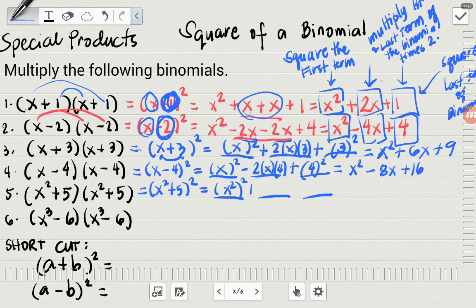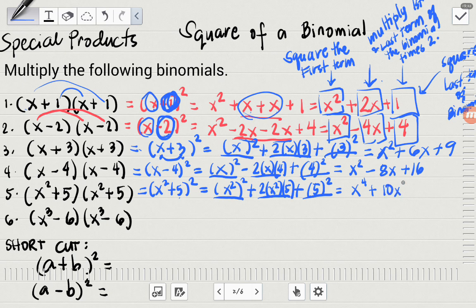At dahil plus to, plus din yan. So, ang middle term ay 2 times x square times 5. And then, ang pangatlong term natin ay square ni 5. So, simplify natin. What is square of x square? Remember, power of a power. So, multiply mo lang yung exponents. So, that's x raised to 4 plus 2 times 5, 10 times x square.